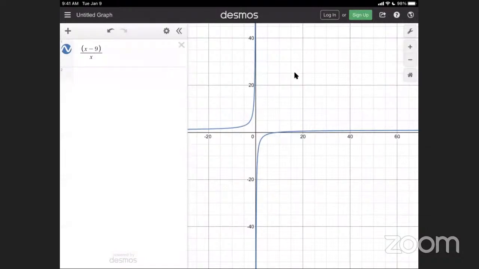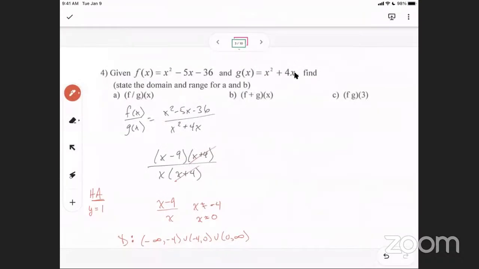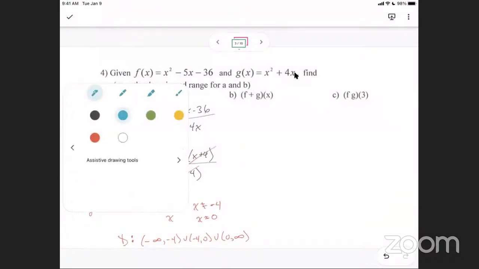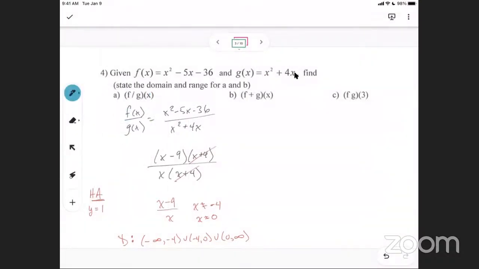Where is that hole at? Well, we crossed out at -4. So if you plug in -4 into your modified graph, right here, that's going to tell you where your hole is. Your hole is at -4 comma, what is that? -13 over -4, which is 13/4. So there's a hole at -4 comma 13/4.